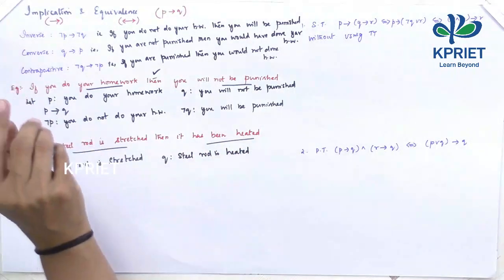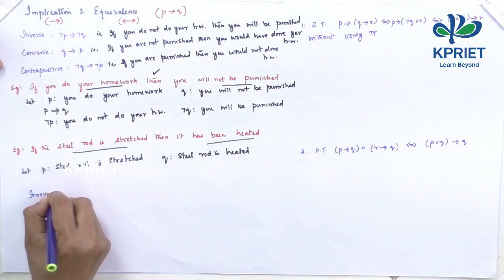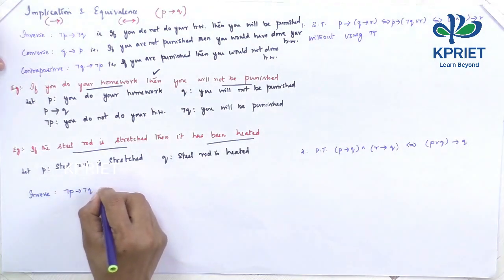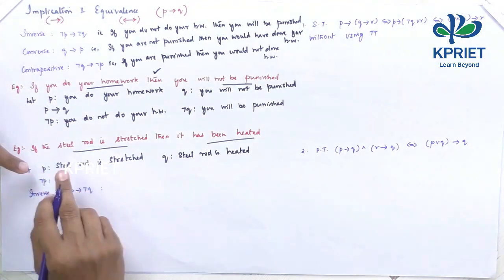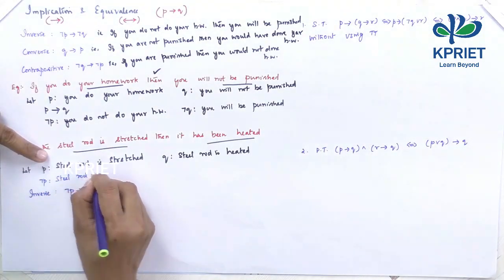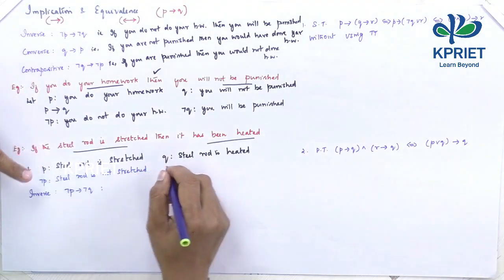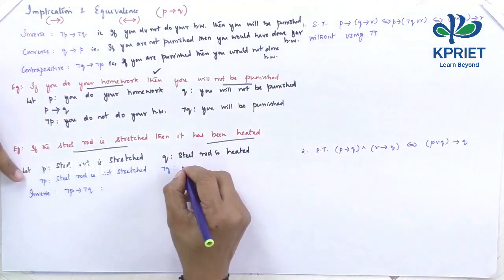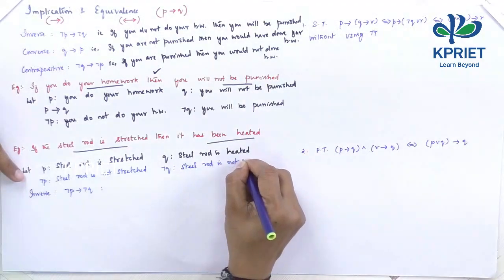So now what will be the inverse part? Inverse, we know, is negate P conditional negate Q. So we will have to find out what negate P is here. Steel rod is stretched, so negate P is steel rod is not stretched. Negate is just the opposite. Next is negate Q. Q is steel rod is heated, so negate Q is steel rod is not heated.